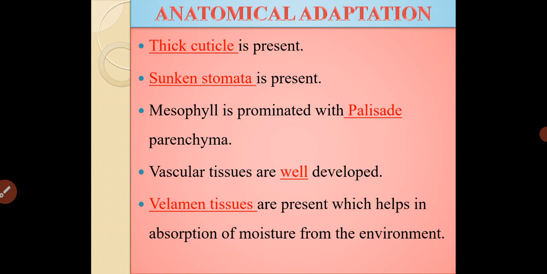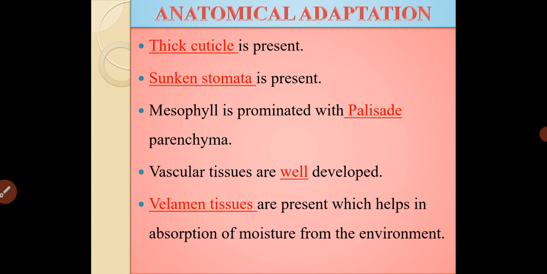Let us move towards the anatomical adaptation. In the case of epiphytes, a thick cuticle is present, exhibiting sunken stomata. Mesophyll is prominent with palisade parenchyma. The vascular tissues are well developed, and the special tissue present in epiphytes is the velamen tissue, which helps in the absorption of moisture from the environment.